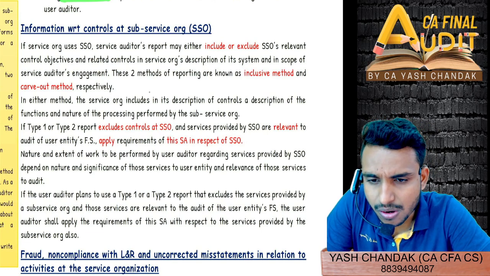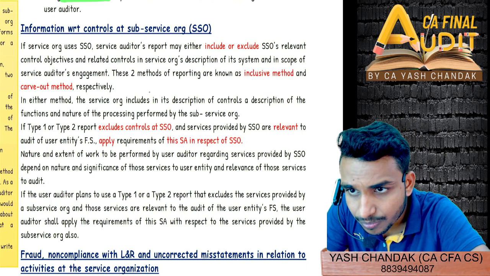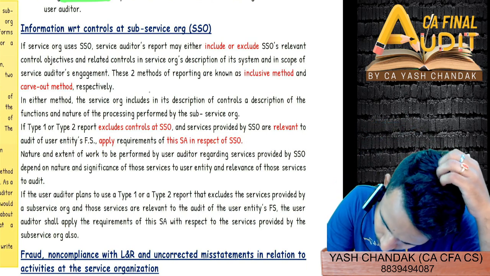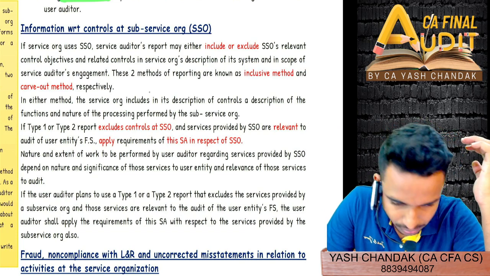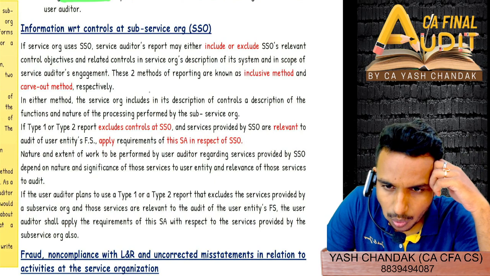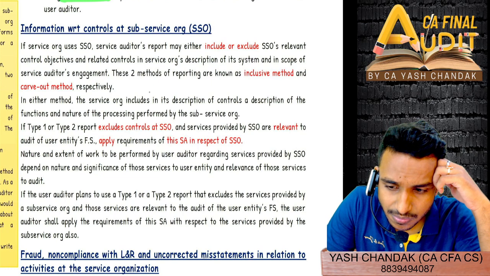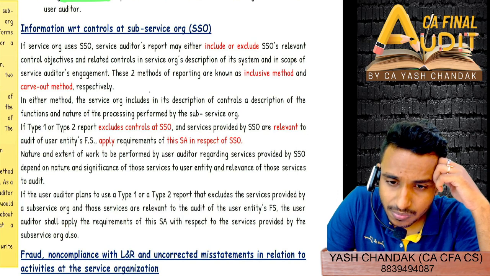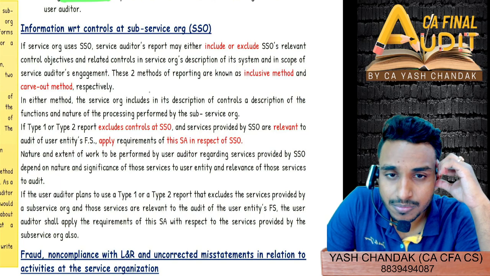So it's mentioned here that if the service organization is using a sub-service organization, the auditor has an option to either report including the sub-service organization controls or exclude it. Which auditor are you talking about? User auditor or service auditor? Service auditor. So the service auditor will include where?